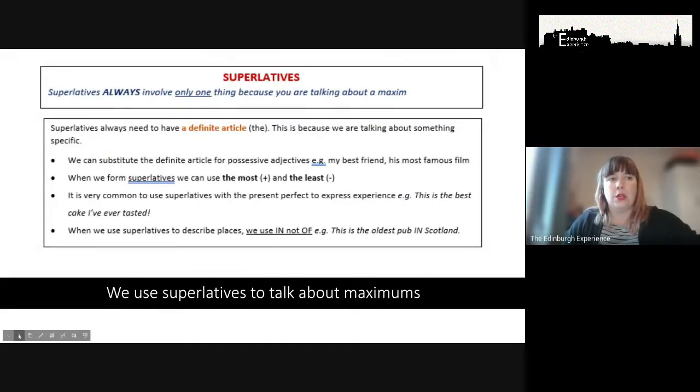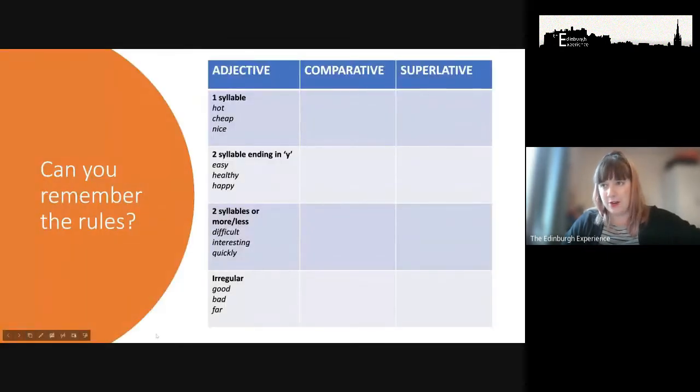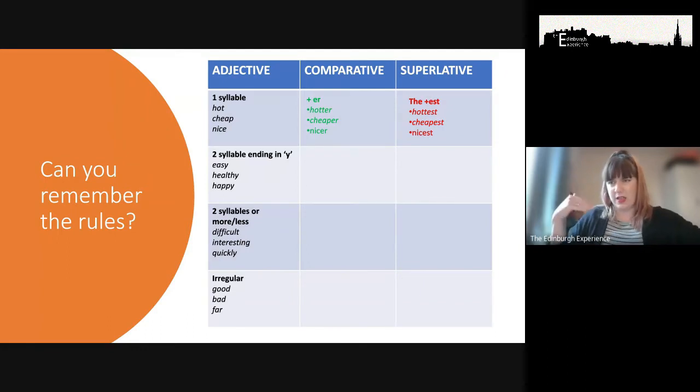So you probably know the rules for forming comparatives. But let's just very quickly do some word formation and see if you can remember how we create a comparative and a superlative adjective when it's one syllable, when it's two syllables that end in Y, two syllables or more with more or less, or irregular ones. For example, if I have a one syllable adjective, I add ER. And if I have a one syllable superlative, I add EST.